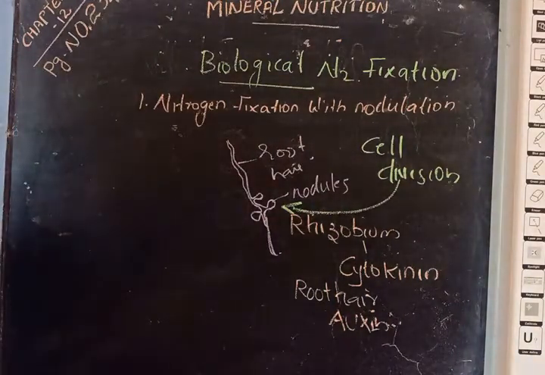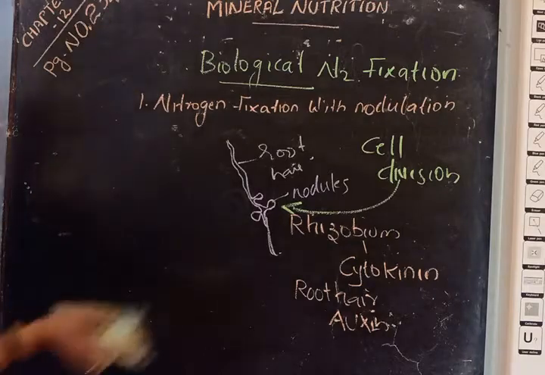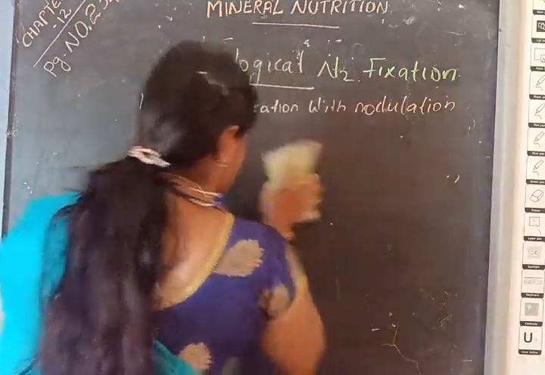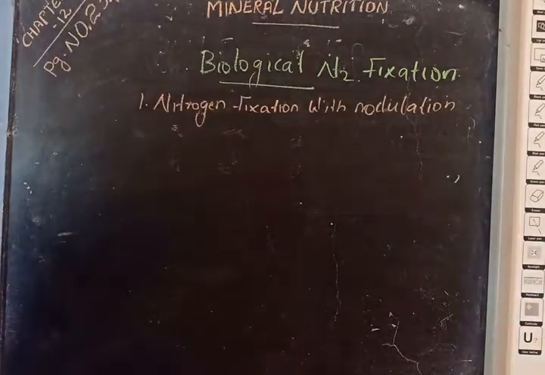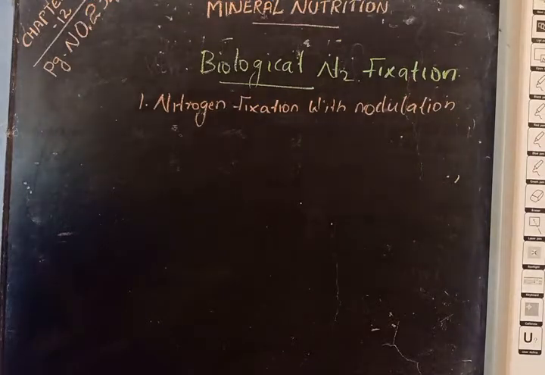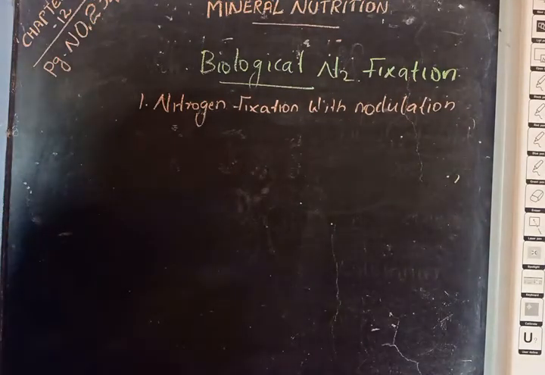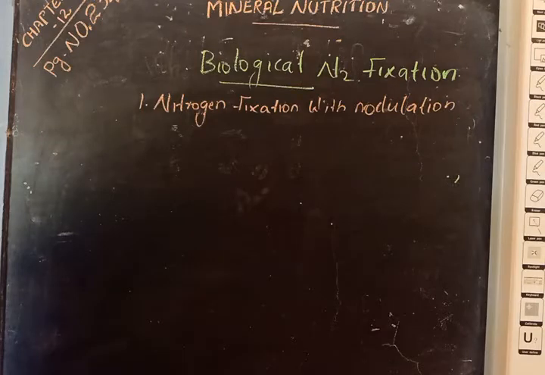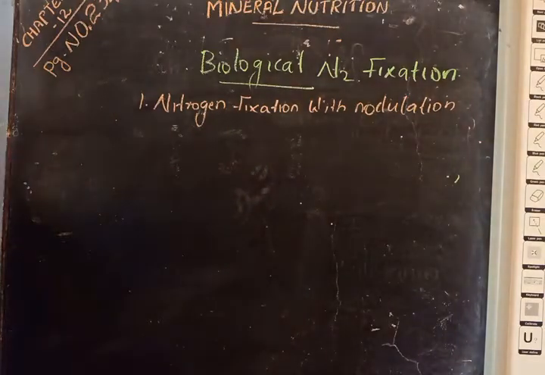So these are the stages of nodule formation. Inside these nodules, Rhizobium forms a bacteroid structure, and that bacteroid structure may convert the atmospheric nitrogen into ammonia form or plant absorbable form. This is the leguminous plant case.